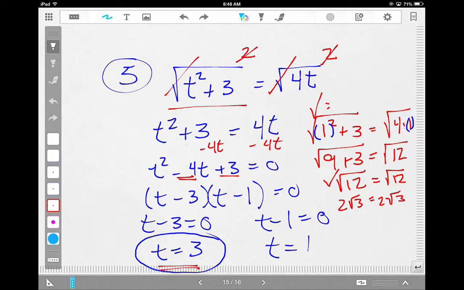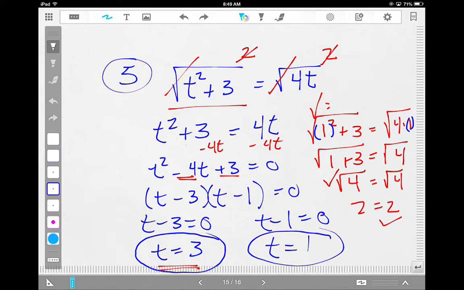1 squared and 4 times 1. 1 squared is not 9, and 4 times 1 is not 12. So 1 squared is 1 plus 3, and 4 times 1 is 4. I'm going to end up getting the square root of 4 equals the square root of 4, which is 2 equals 2, which is true. So in this case, both of these numbers worked, and t could be 3 or t could be 1, and that's a solution to this equation.